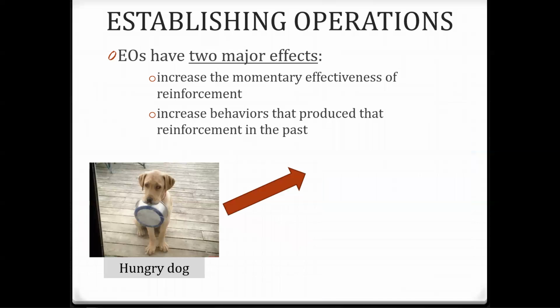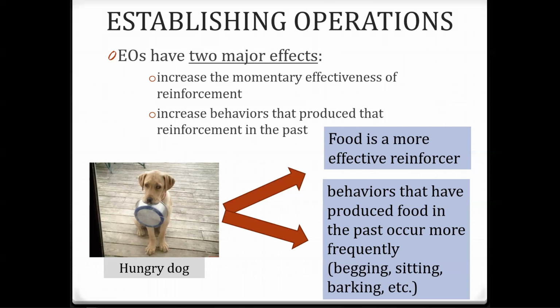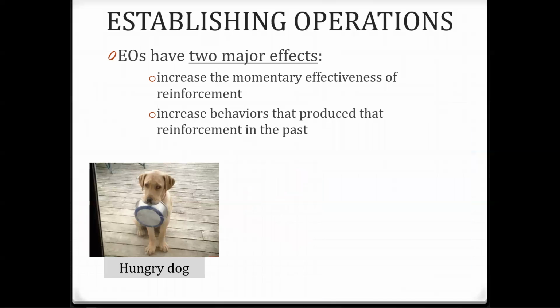So if you have a hungry dog, food becomes a more effective reinforcer, and the behaviors that have led to you feeding them may become more likely, like barking, begging, sitting down in front of you and staring at you, any of those kinds of things.